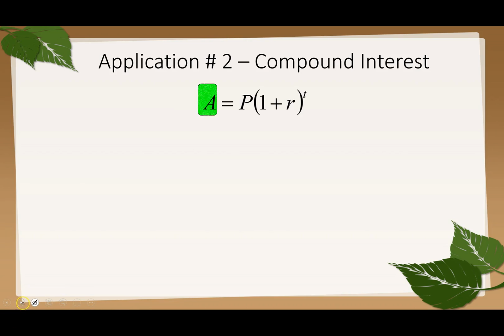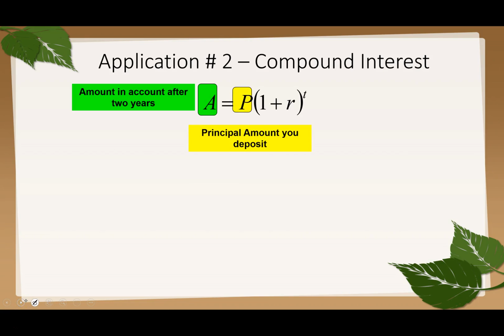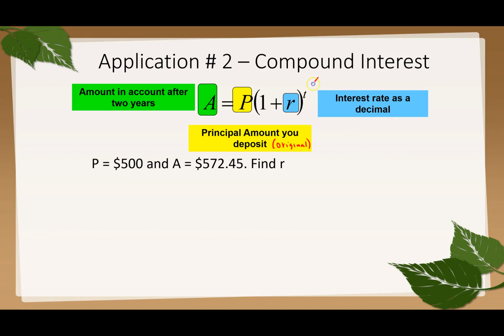So first of all, A is the amount in your account, and in this case we're going to talk about it being 2 years. Sometimes it can be 5, 12, 30 years, however long you let that money sit there, but for this class we're going to just talk about 2 years. P stands for principal amount that you deposited. This really means the original amount that you put into your account. Of course, the R stands for the interest rate, and we always write that as a decimal. And then T stands for time in years.